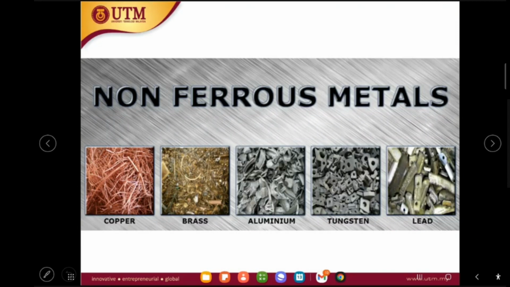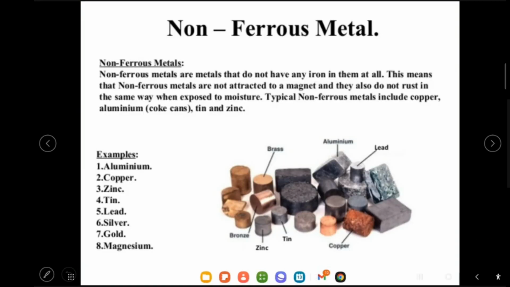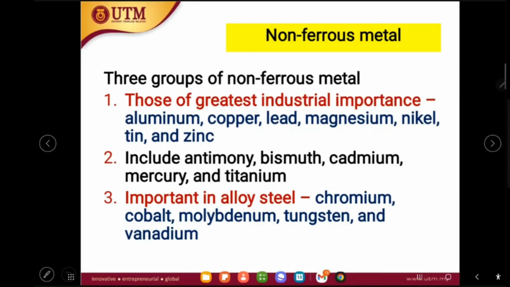For the non-ferrous metals, as we have already discussed earlier, we have copper, brass, aluminum, tungsten, lead, and many others. Non-ferrous metals are metals that do not have any iron in them at all. Which means they are not attracted by a magnet, and they will not rust when exposed to moisture. These are examples of non-ferrous metals, in three groups.